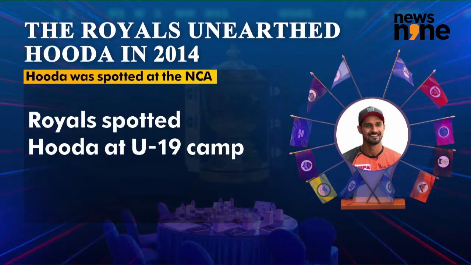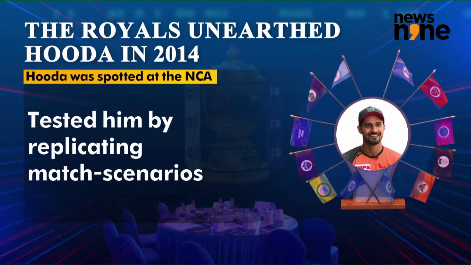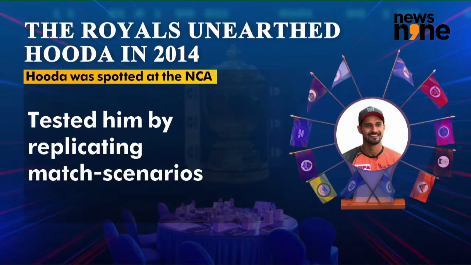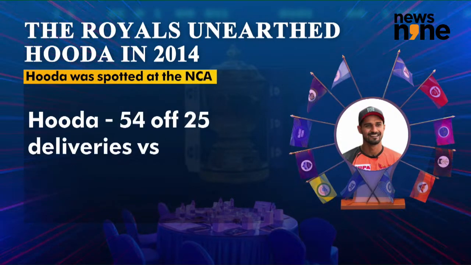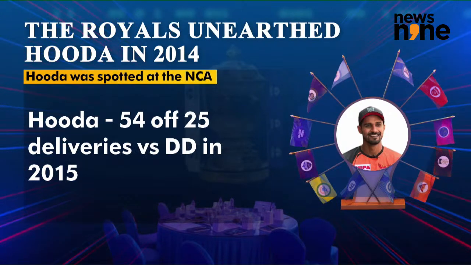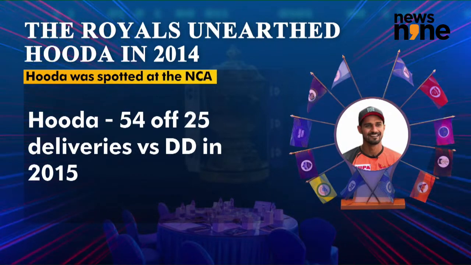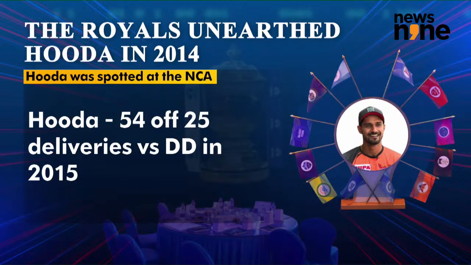They tested him by replicating match scenarios in pre-tournament camps, something which their coach Monty Desai labelled as alternative pressures. A year later, Hooda responded by hammering 54 off 25 deliveries, helping the Royals gun down an improbable 95 in 45 deliveries against the Daredevils in Delhi.